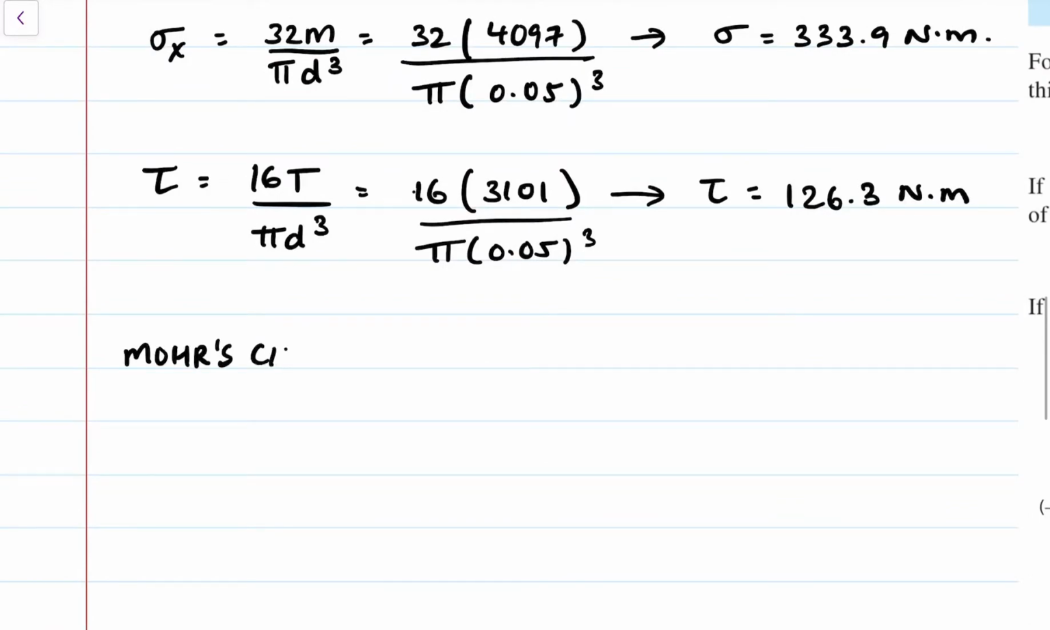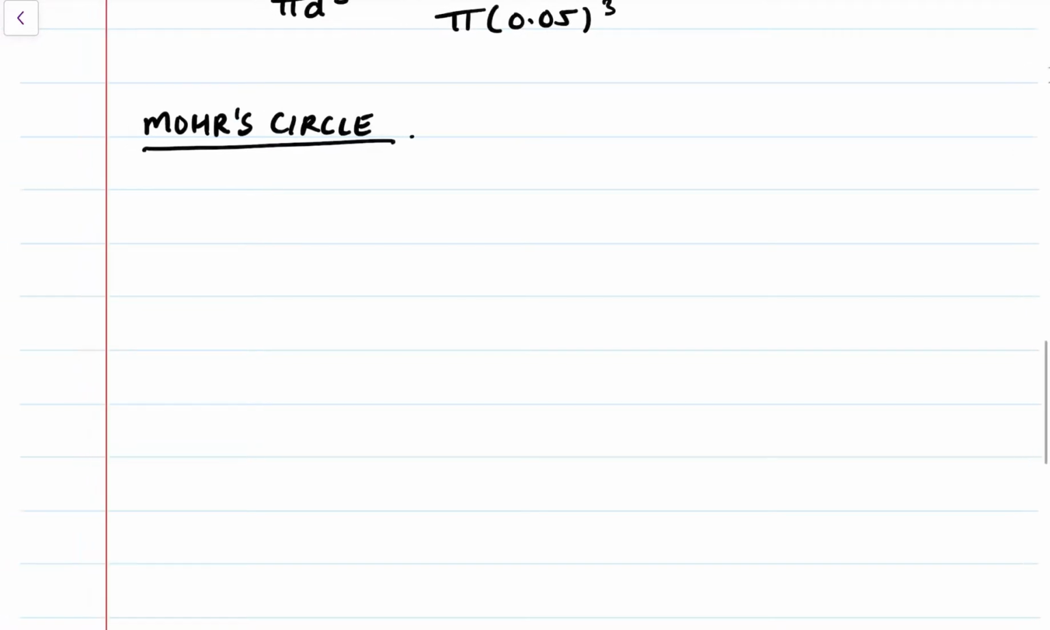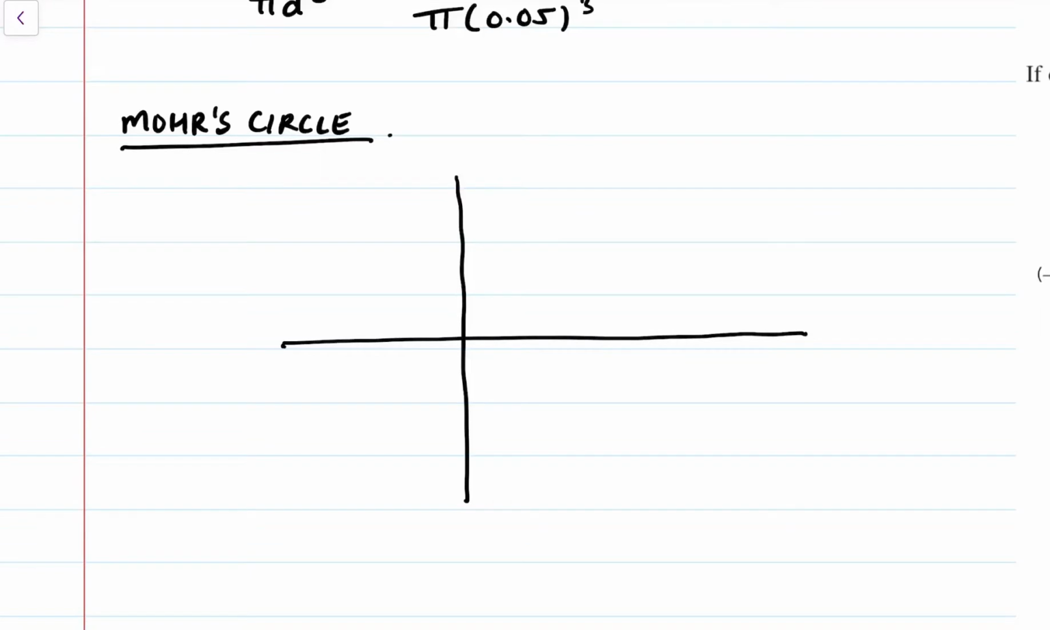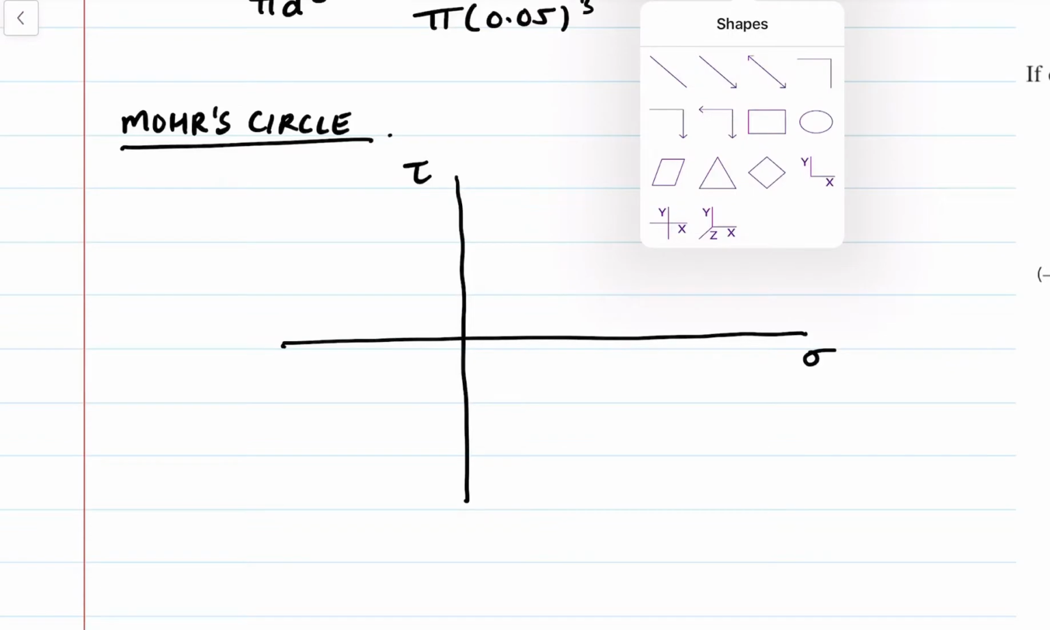And I'm going to make a very rough sketch. I'm not going to spend any time calculating the values. I'm just going to plot it and then write down the values. So we have the shear axis, normal stress axis, right? And the circle is going to look something like this. That's bad. I'm just going to use a shape here.